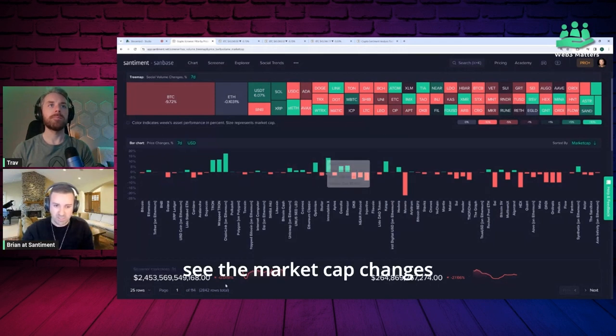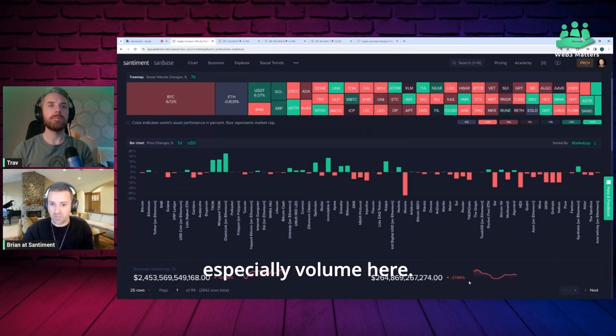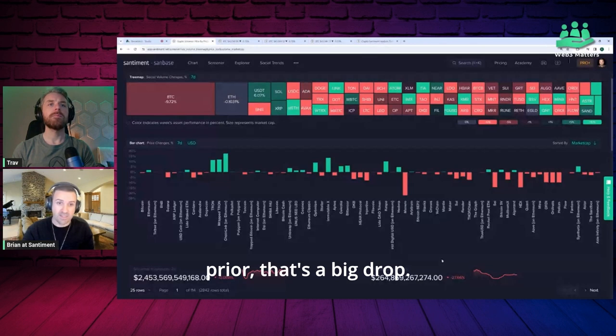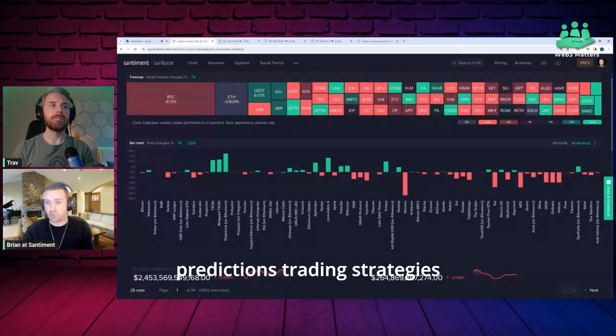And you can, of course, see the market cap changes and volume changes, especially volume here. Look at that, 28% down over the past week compared to the week prior. That's a big drop. So that could be something that you can use for your future predictions and trading strategies, if you so choose.